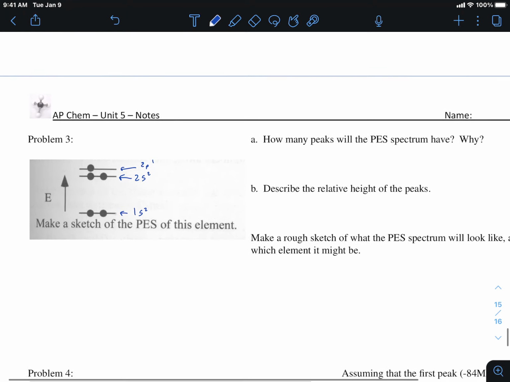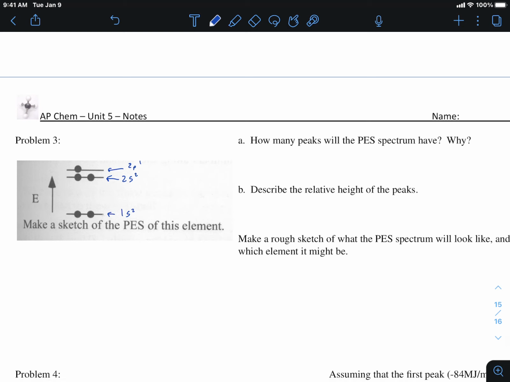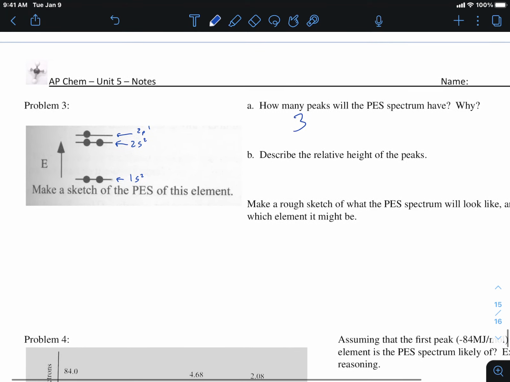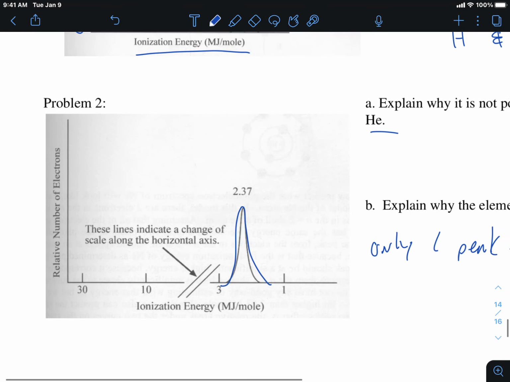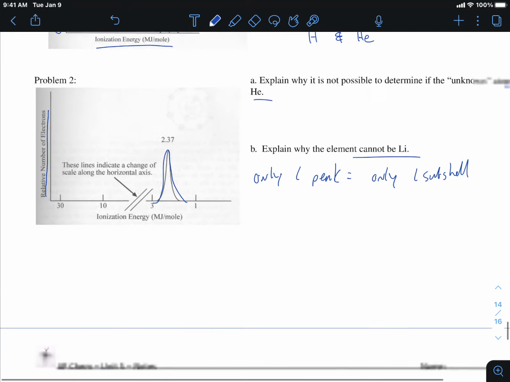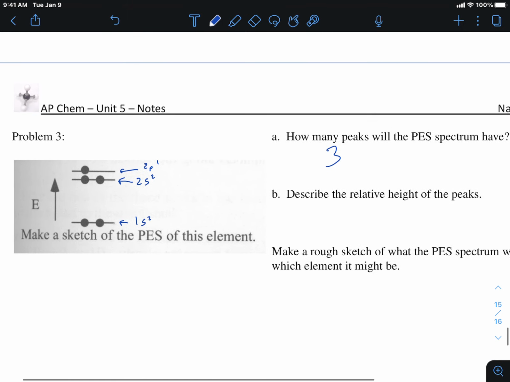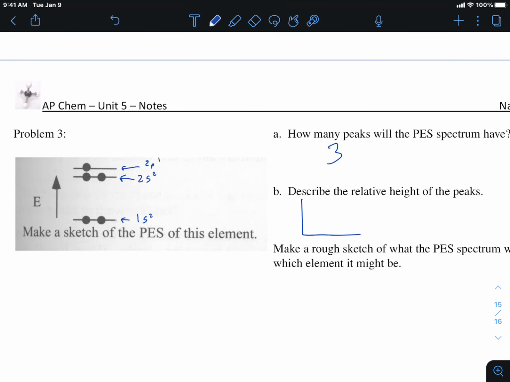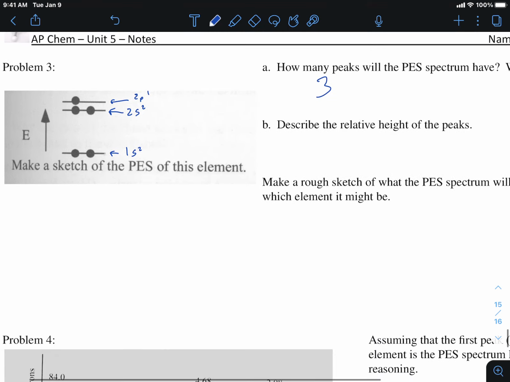If we were to sketch a PES diagram, how many peaks would it have for this data? It should have 3, because we just said the number of subshells is the number of peaks. Describe the relative height of the peaks. Remember, height on a PES spectrum is the relative number of electrons. Would all of these peaks have the same height? No, they would not, because they would only have the same height if they all had the same number of electrons, but they do not. So make a rough sketch.